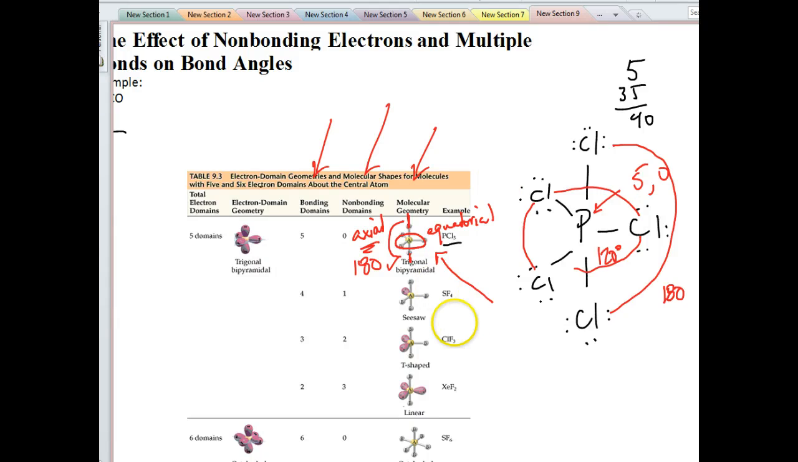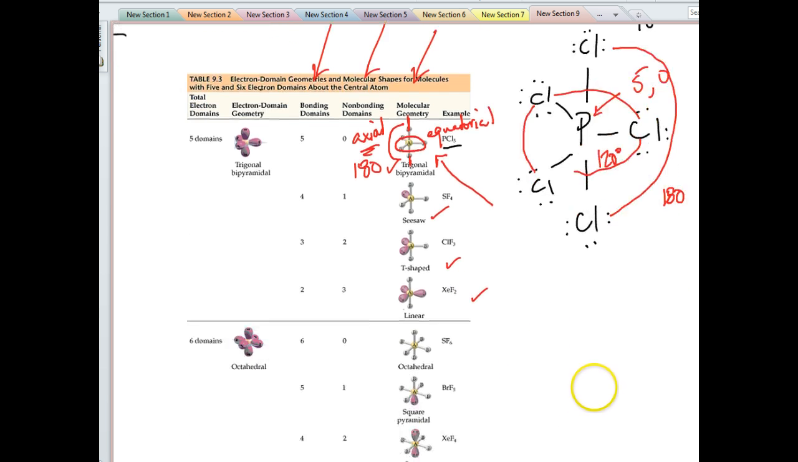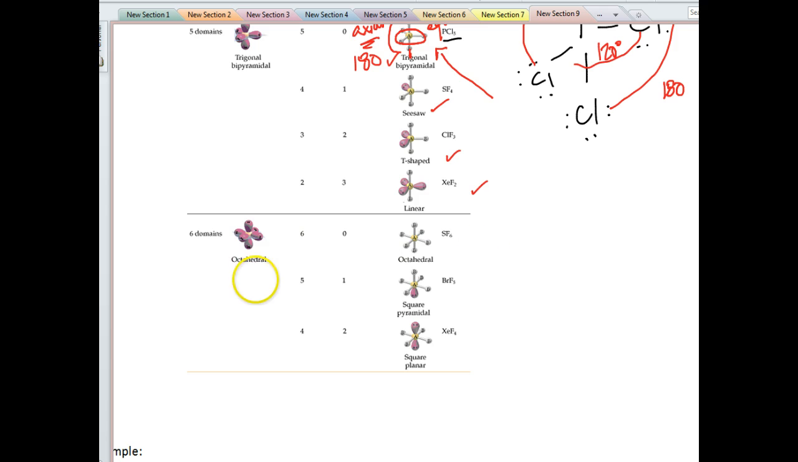So there's a few other shapes. Of course, there's the seesaw shape going down here, one called a T shape. We have another linear that occurs in XeF5. And then we go down here and we have one called an octahedral, which is a 6 and 0, square pyramidal that occurs with a 5 and 1. And then we have a square planar that occurs at 4 and 2.